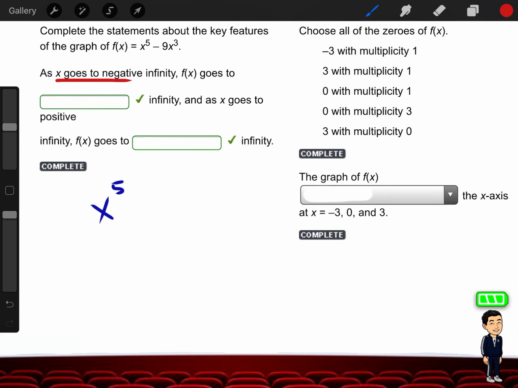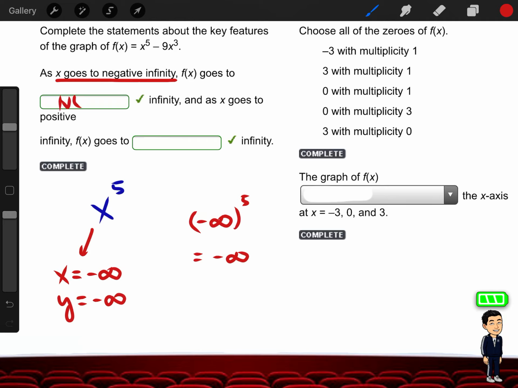If x is going towards negative infinity, so this is basically saying that x equals negative infinity, what does y equal? This is how we analyze it. Negative infinity to the fifth power. You have a negative infinity, or any negative value, multiplied by itself 5 times, you're still going to get negative infinity. So y equals negative infinity. So the first blank, you're going to put negative.